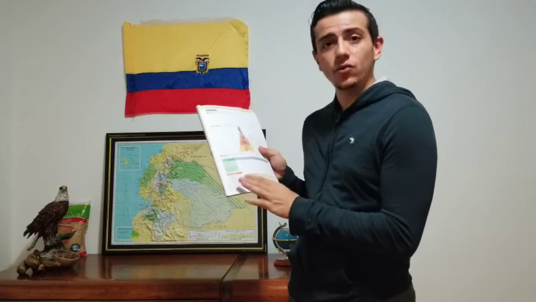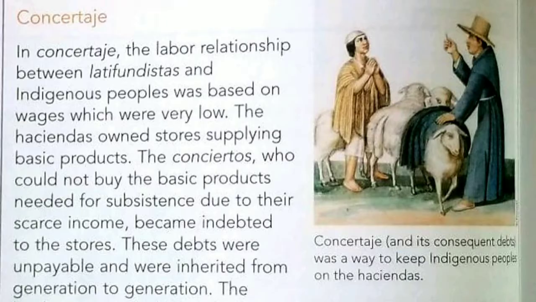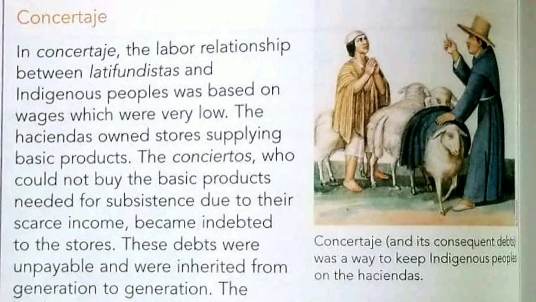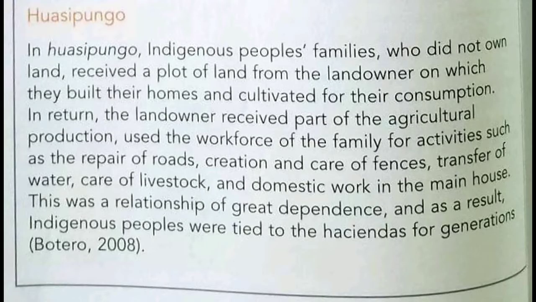And number 3 is describe the characteristics of labor relations in the countryside during this era. And we had concertaje and huasipungo, which were 2 words that I gave you the meanings for, and you also could find them on the previous page. Concertaje is the labor relationship between latifundistas and indigenous people, which was based on wages, which were very low. And huasipungo, indigenous people's families who did not own land receive a plot of land from the landowner, on which they built their homes and cultivated for their consumption.